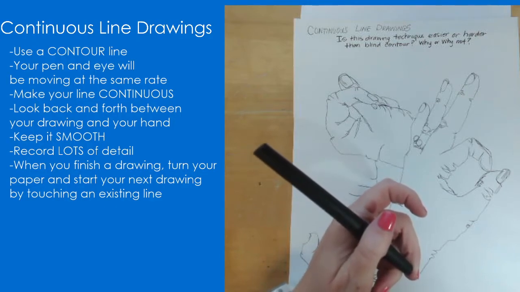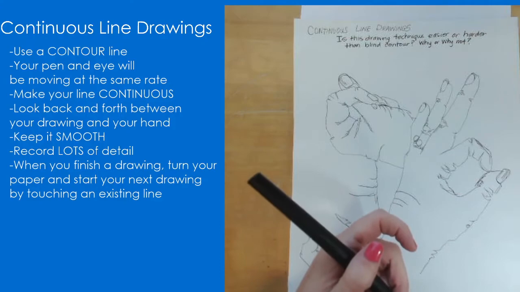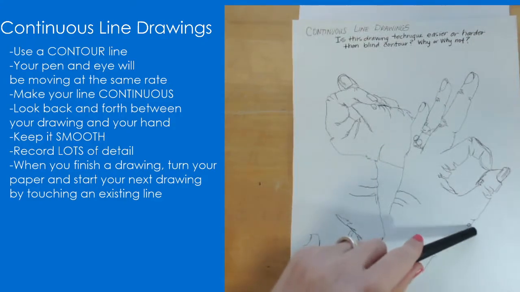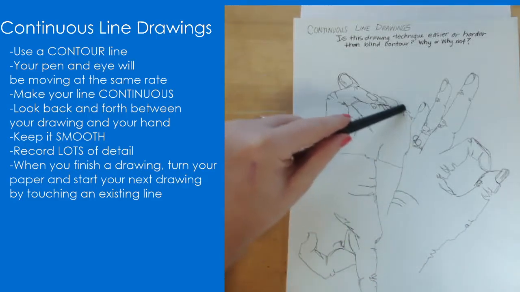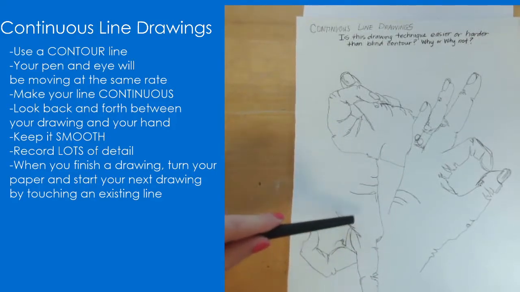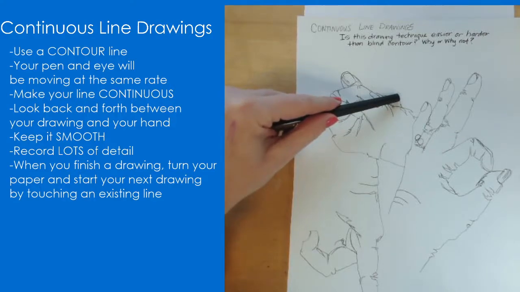When you finish your drawing, turn your paper and start your next drawing by touching an existing line. You don't always have to build off the last drawing. If I want to go back to the main drawing and build off that, I can. After I finish my second drawing, and then my third, if I want to go back to my second and start a drawing, because that's where I have room, you can do that. Enjoy!